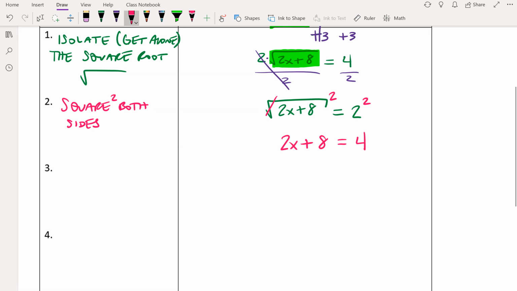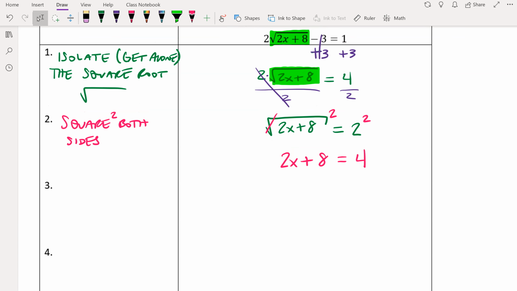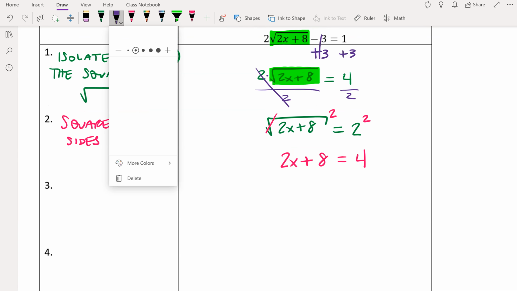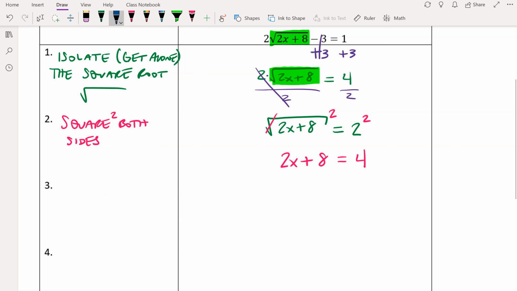Sweet. Let's move on to step 3. We already did square both sides. Step 3 is solve for x. We need to isolate x. You can definitely find x. Get x alone for me. Tell me what x equals.